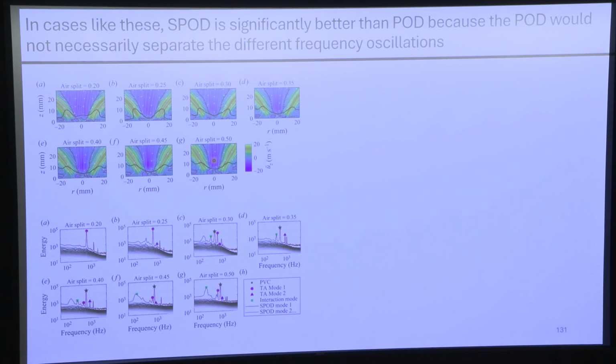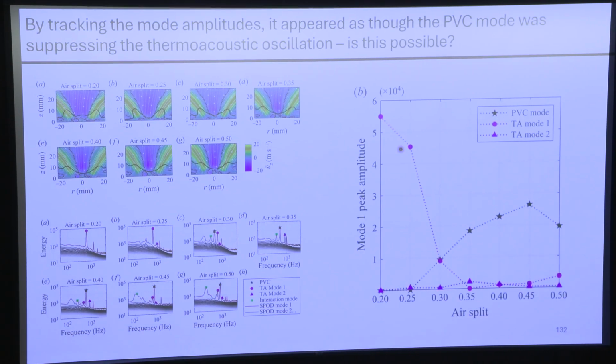And now we've got a bunch of modes. This combustor has 2 different thermoacoustic modes that are coupling with 2 different acoustic modes in the system. So that was fun. There was an interaction mode, and at certain air splits, we still saw the PVC. It was bonkers. But what we saw, as we tracked the mode amplitude, was that as the precessing vortex core got stronger, the thermoacoustic modes got way weaker, which was very interesting.